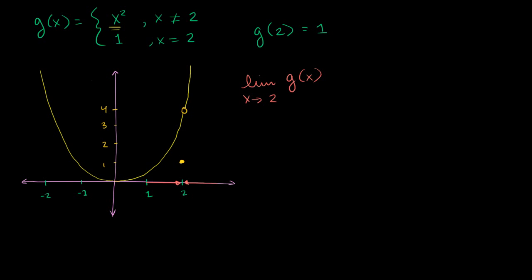And you can see it visually just by drawing the graph. As x gets closer and closer to 2, and if we were to follow it along the graph, we see that we are approaching 4. Even though that's not where the function is, the function drops down to 1, the limit of g of x as x approaches 2 is equal to 4.